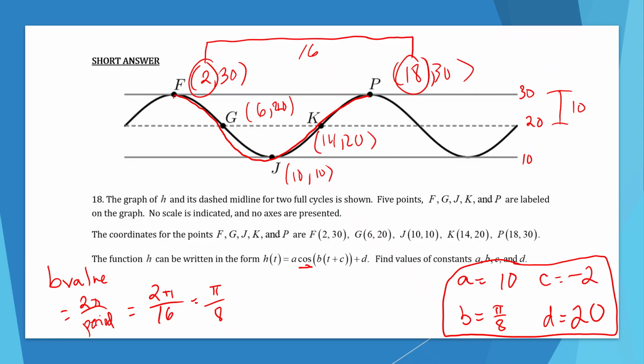In the case of a sine function, the only way this question could change is if it was like A sine B parentheses T plus C, and then plus D. In this case, you would just use the opposite of your X value for K. So -14 would be your C value there. Other than that, nothing else would change.